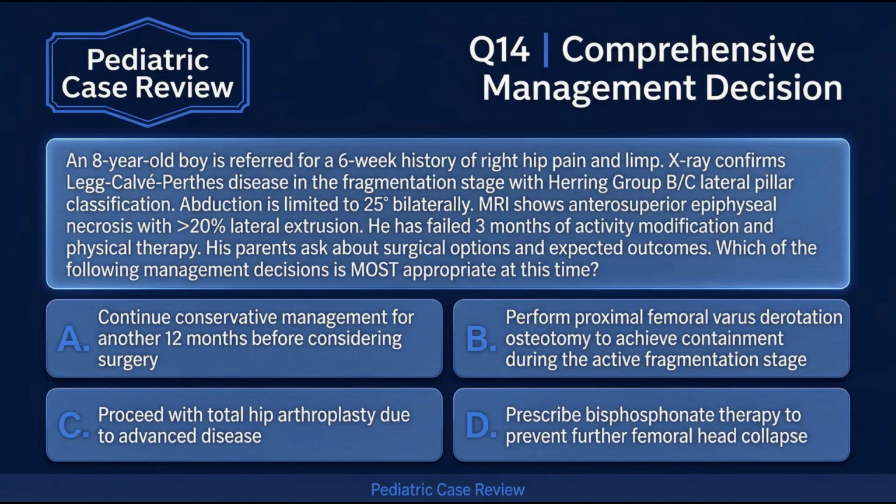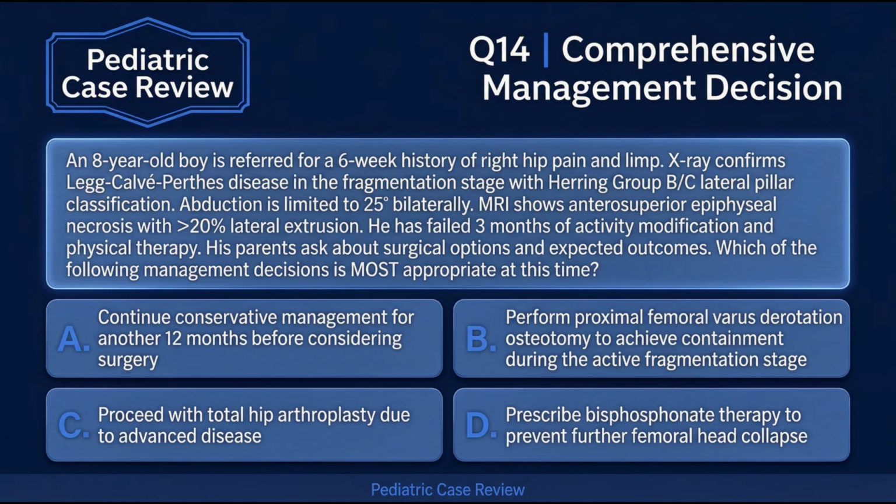Case 14. An 8-year-old boy is referred for a 6-week history of right hip pain and limp. X-ray confirms Legg-Calvé-Perthes disease in the fragmentation stage with Herring group B/C lateral pillar classification. Abduction is limited to 25 degrees bilaterally. Magnetic resonance imaging shows anterosuperior epiphyseal necrosis with more than 20% lateral extrusion. He has failed 3 months of activity modification and physical therapy. His parents ask about surgical options and expected outcomes.